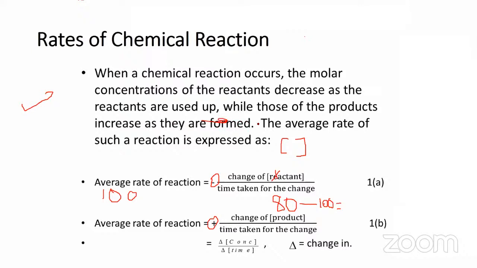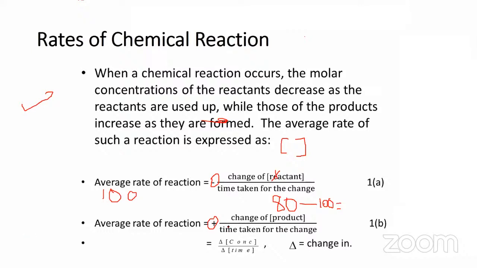So because it is minus 20, you have a problem. So in defining our average rate of reaction, you put a negative sign there. So minus 20 becomes plus 20. The rate of a reaction is a positive quantity, but the rate of change of the reactant is a negative value. That's why I say minus, minus 20. That will give you 20 over the time taken.